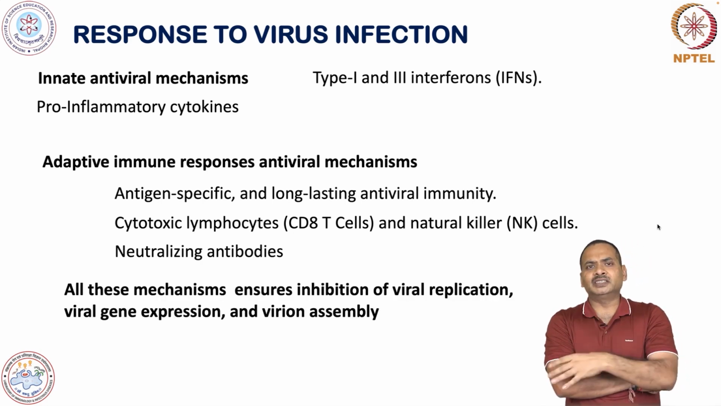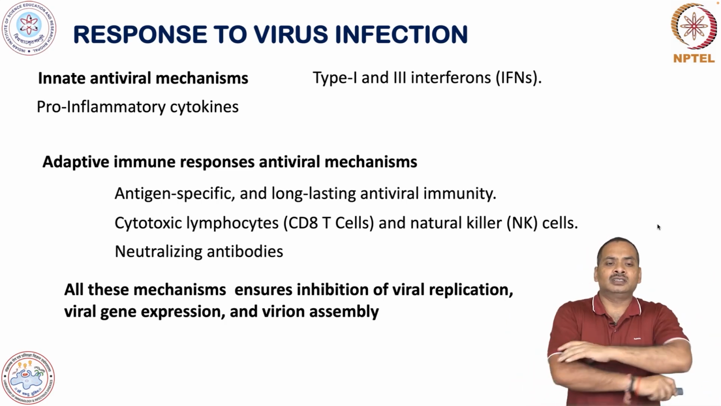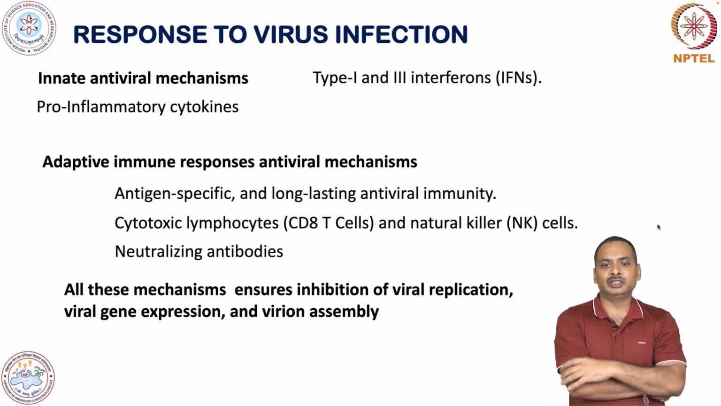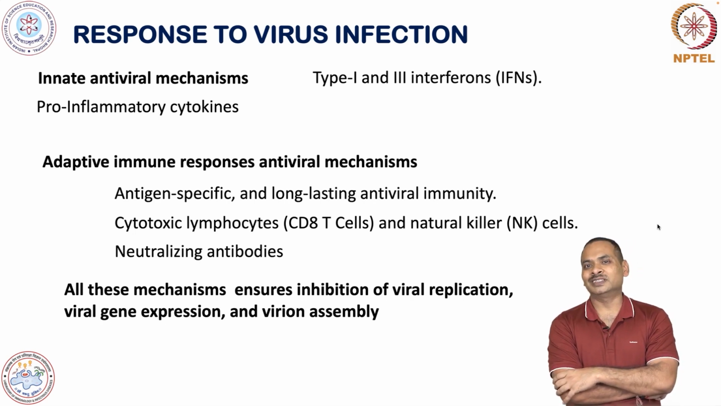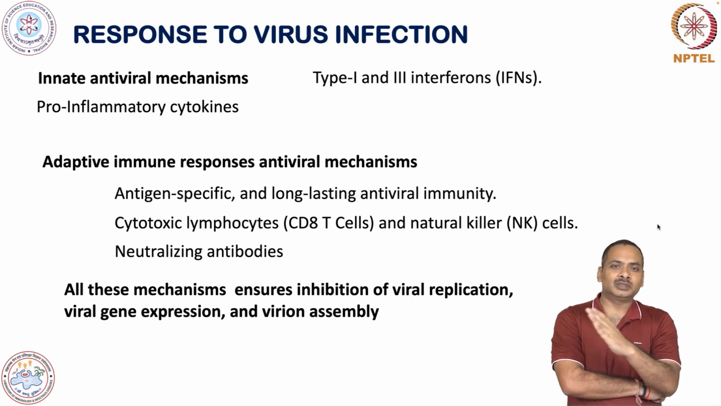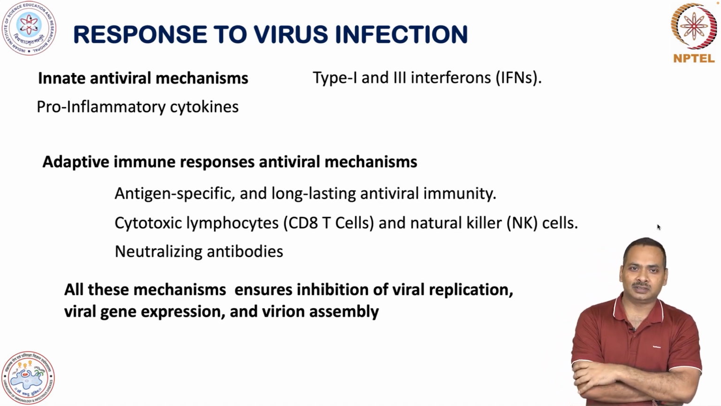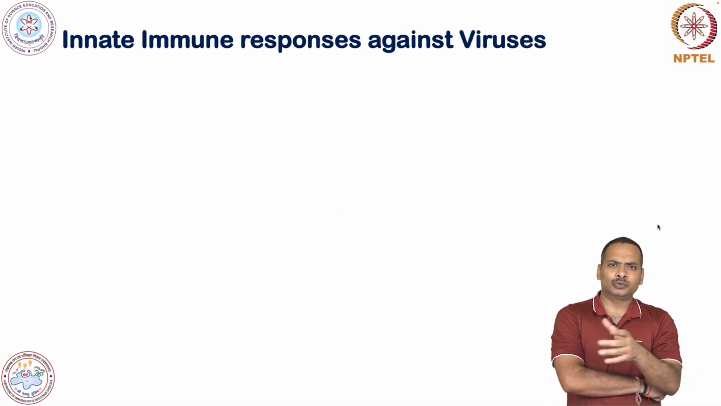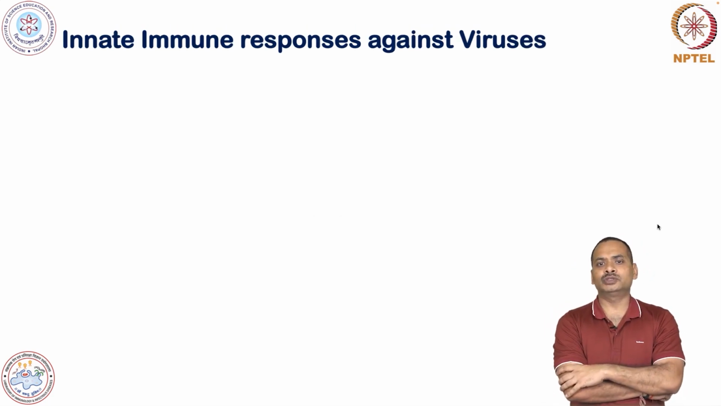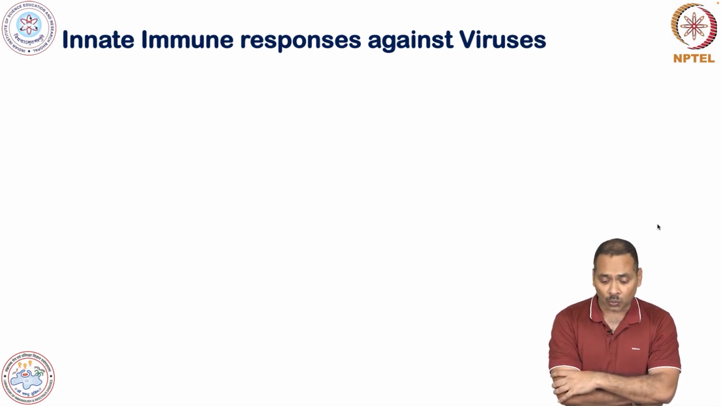So all these mechanisms, basically all this state, ensure the inhibition of viral replication, viral gene expression, and virion assembly. Okay. So these are basically checkpoints. Now I will quickly show the innate immune response against viruses.